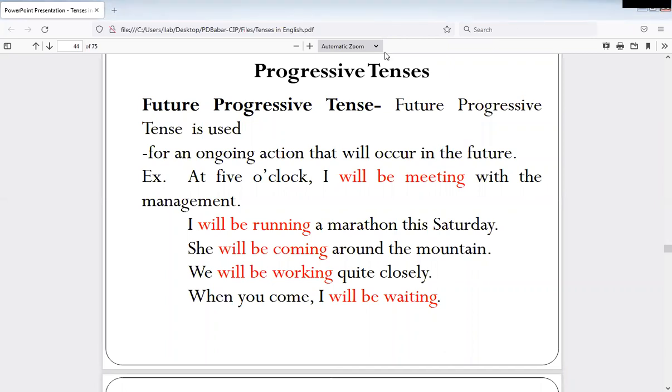So also we have seen some examples. I will be running a marathon this Saturday. So this is the prediction, that thing we are going to do on Saturday. I'm going to run, or I will be running a marathon this Saturday.